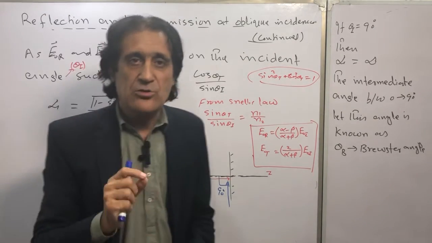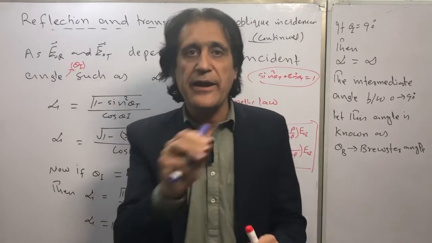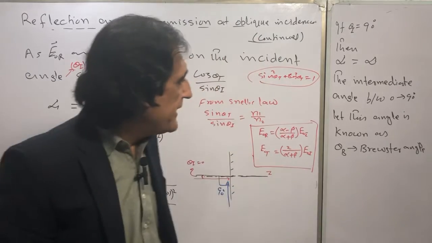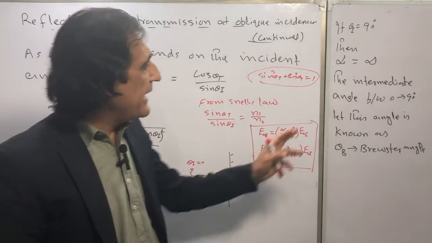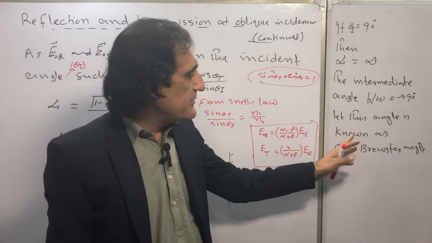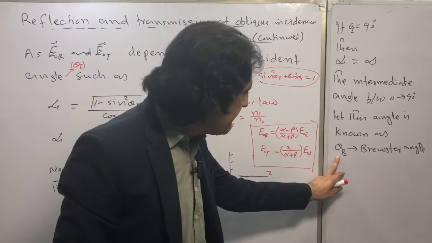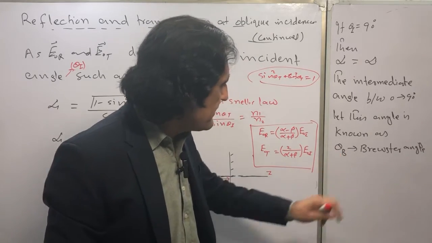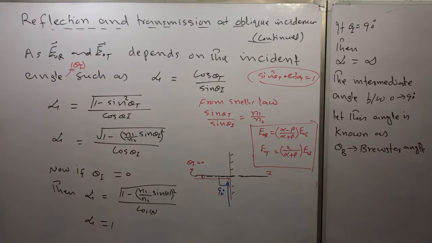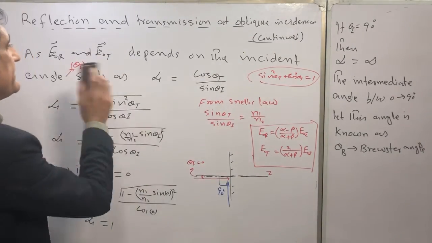Now we are looking for an incident angle which is in between 0 and 90. Let's suppose this intermediate angle between 0 and 90, and we call this the Brewster angle. If I denote this by theta B, this is the Brewster angle. And what is a Brewster angle? Let's define this.